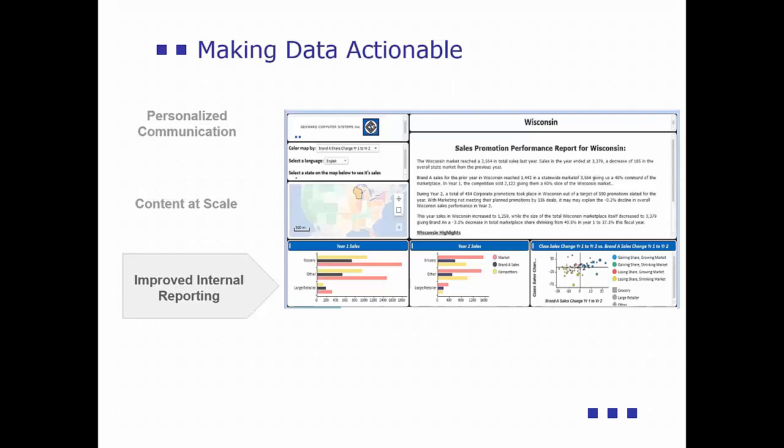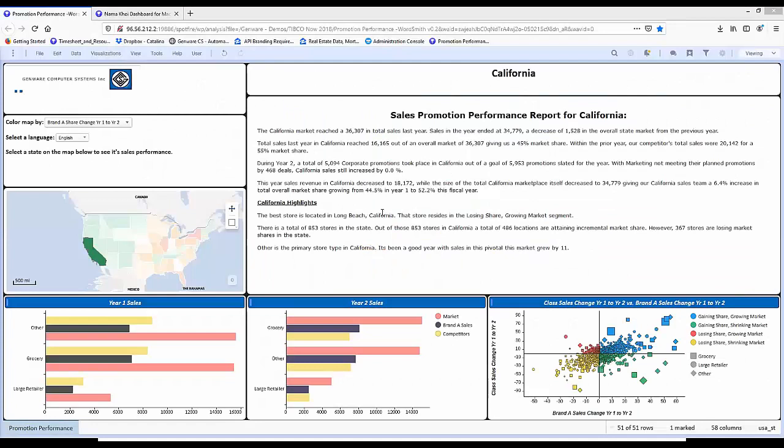Next, what I would like to do is take a look at a few dashboards that Genware has developed and see how narrative has helped. So we can see here that we have our sales performance dashboard. What this dashboard does is highlight sales promotion performance throughout the U.S.